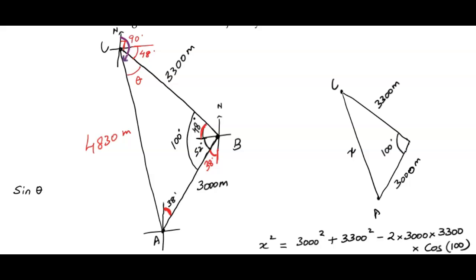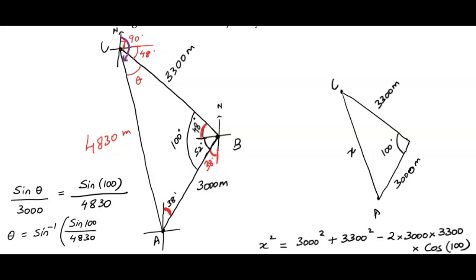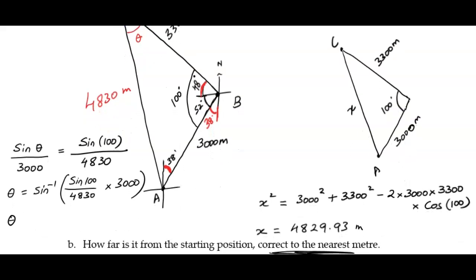Sine theta over 3000, that is the side opposite to theta, equals sine 100 over the side opposite to that, which we've just worked out, is 4,830 meters, correct to the nearest meter. Now in order to solve for sine theta, we've got to first multiply both sides by 3000 and then do the sine inverse. So I'm just going to represent all of that in one step. So sine 100 over 4,830 times 3,000, and that's what we're going to put into our calculators.